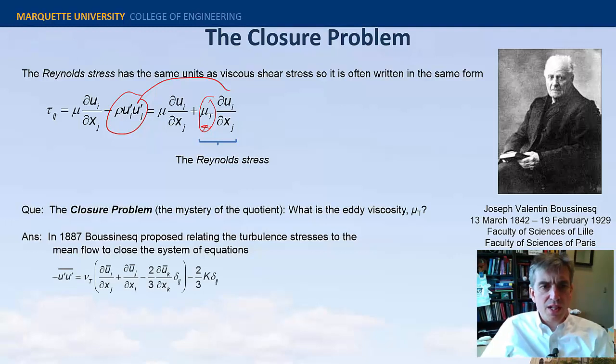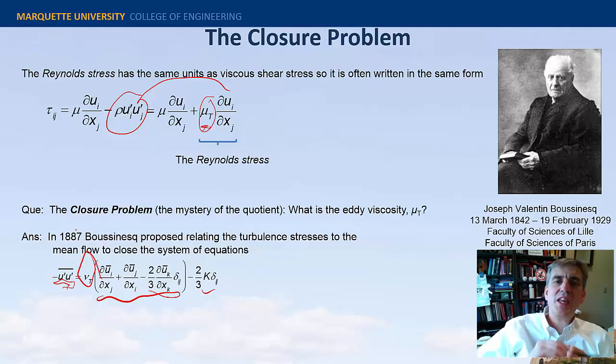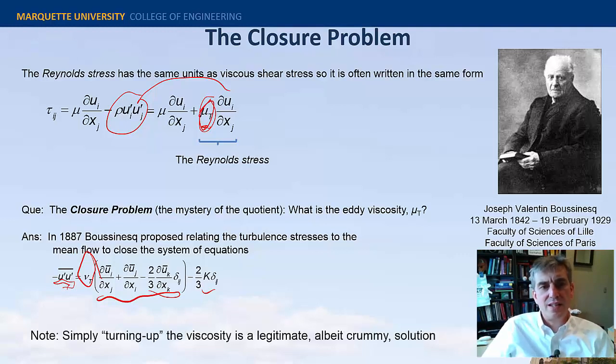So Boussinesq said, well, let's just relate it to the mean flow like this. Each term within the turbulent eddy stress tensor is related to the gradient of the mean velocity, which we know, the off-diagonal terms and the diagonal terms, times some new eddy viscosity. So really, ultimately, you can think of it as just turning up the viscosity. What turbulence does is essentially increase our viscosity. A very simple sort of idea, but legitimate, crummy, but totally legit.